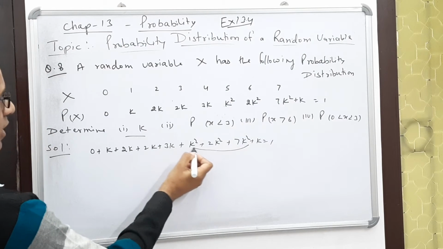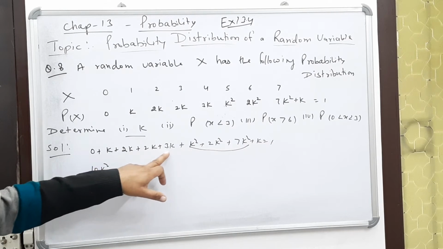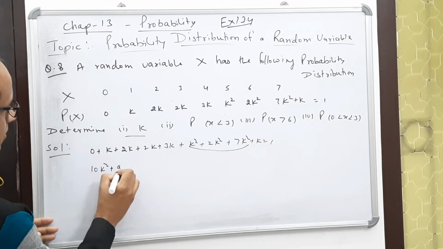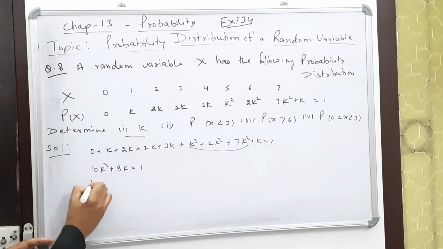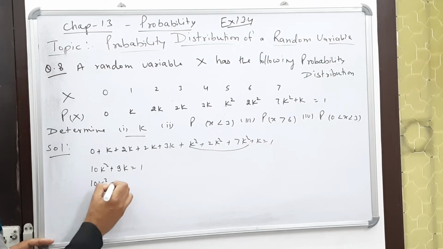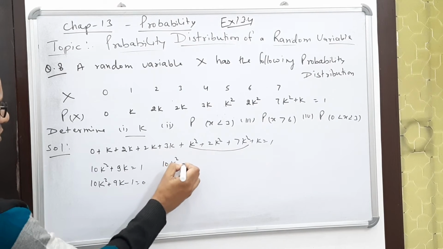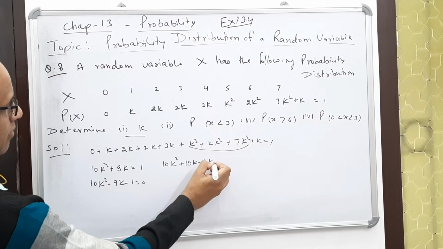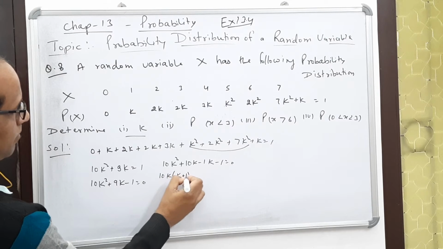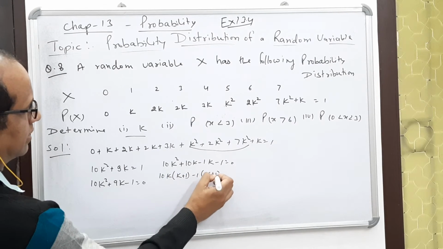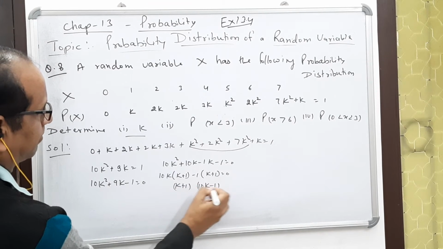So first we take k square, that is 10k square, plus 9k, equals 1. So we have to find the value of k. It is a quadratic equation. So you see now 10k square plus 9k minus 1 equals 0. When you factorize: 10k square plus 10k minus k. If you take 10k common, it is k plus 1, and if you take minus 1 common, it is k plus 1. So the factors are k plus 1 and 10k minus 1.